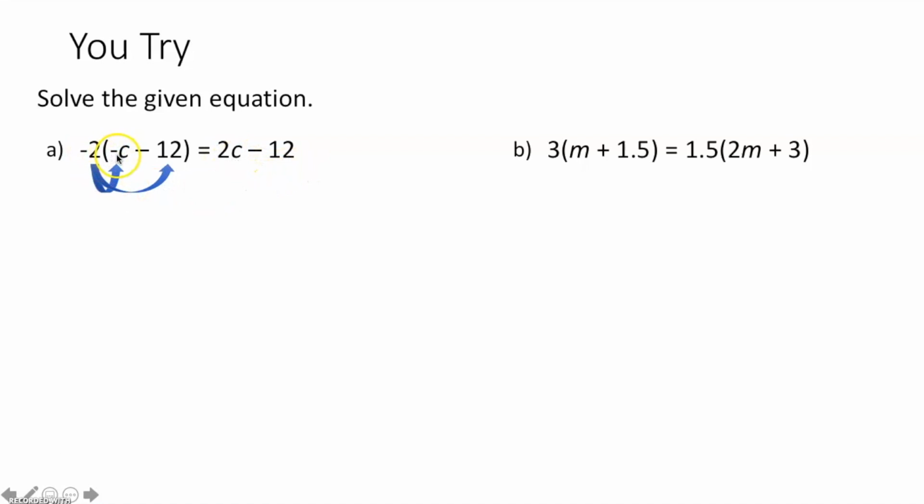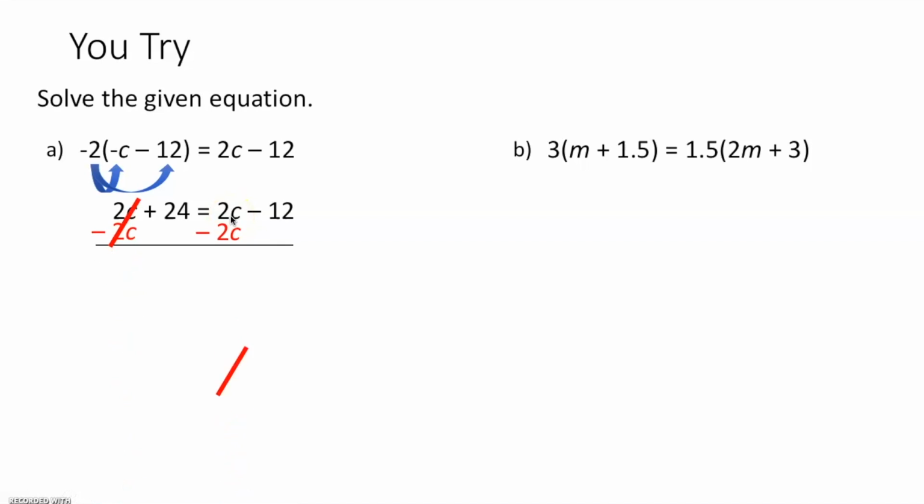Negative 2 times negative c is going to be positive 2c, and then negative 2 times negative 12 is going to be positive 24. Now again, I need to simplify, move, solve. So I simplified, now I need to move. Move the variables to the left. So this 2c has got to go to the left. How do I do that? Since it's positive 2c, I subtract 2c from both sides.